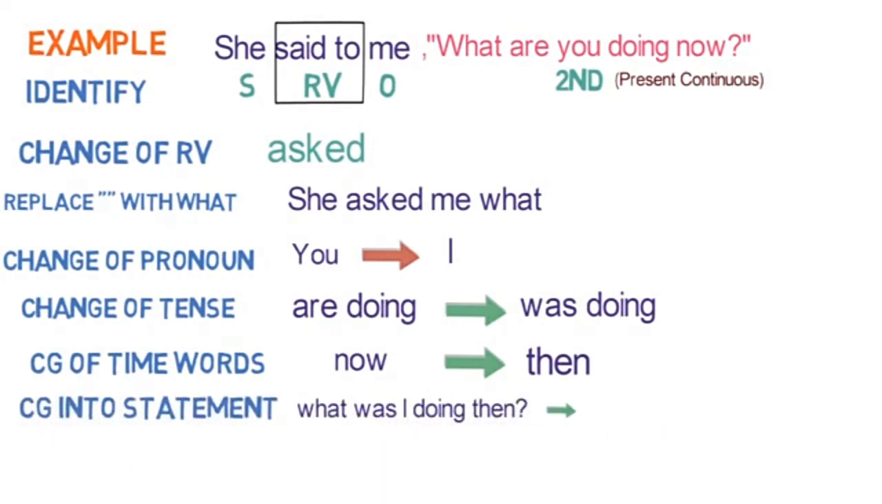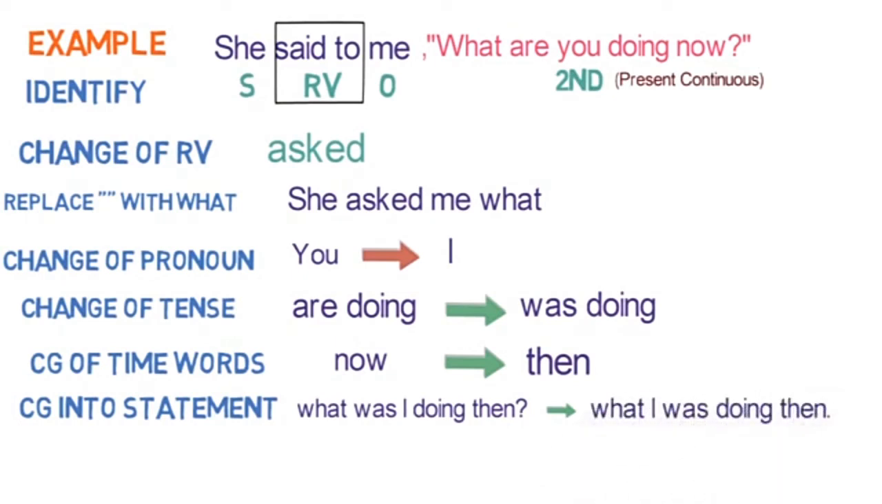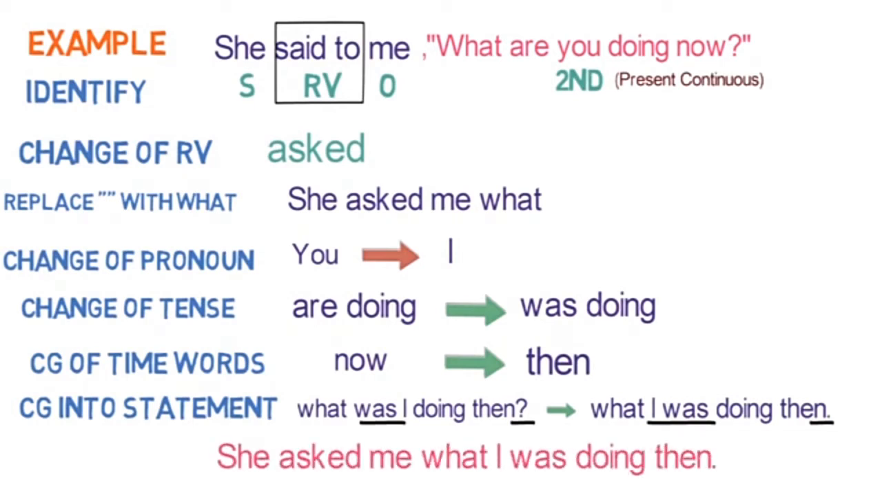Converting it to a statement: what I was doing then. Notice the placement of the verb has changed. Also, we have changed the question mark into a period or full stop. The outcome in the form of indirect speech is, she asked me what I was doing then. I hope you have understood all the 7 steps. Let's look into the next example.